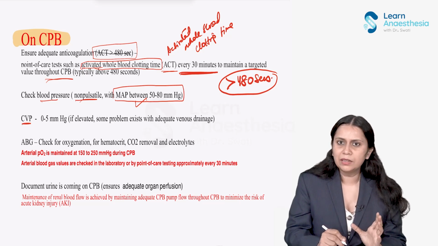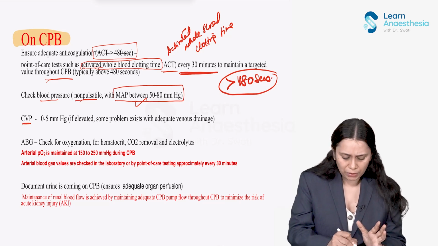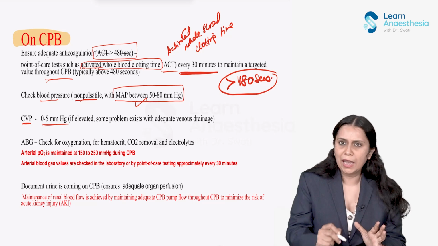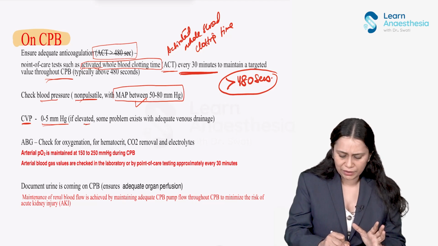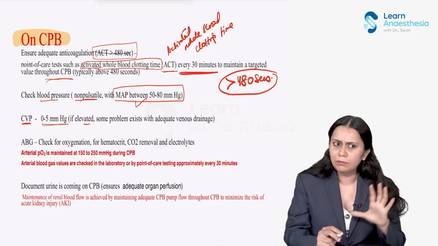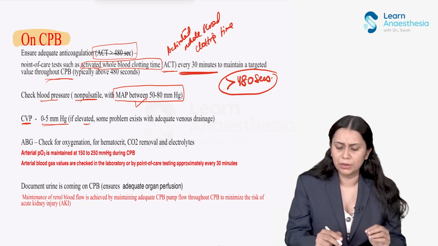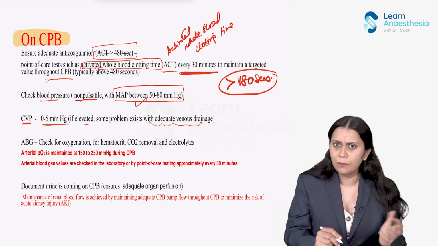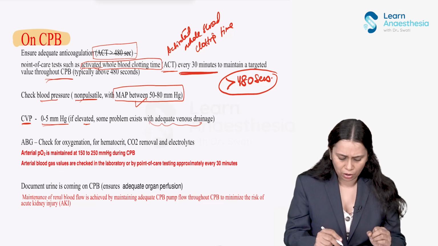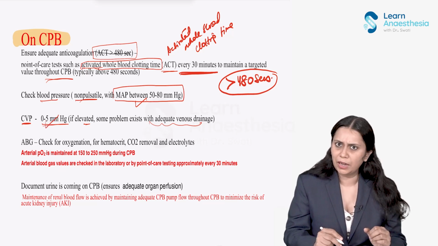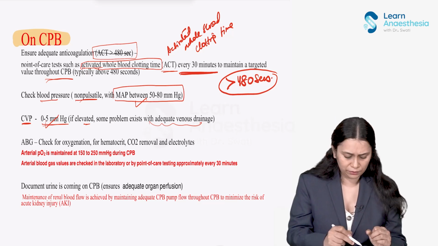CVP, the central venous pressure, should be between 0 to 5 mm of Hg. If it is elevated, there would be some problem. The venous blood is not getting drained out of the right atrium properly. We need to check the venous cannula. Is it working properly? Is the patency proper or not? So CVP should be between 0 to 5 mm of Hg, not more than that.